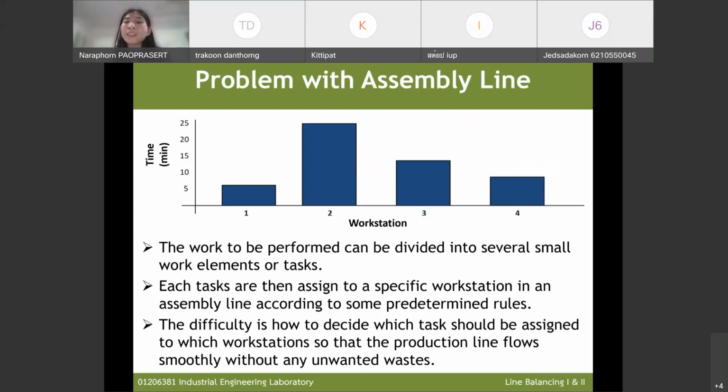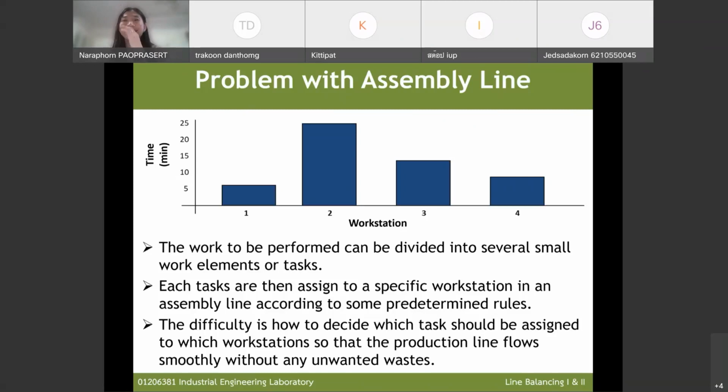Let's imagine, for example, that you have an assembly line with 4 stations: station 1, station 2, station 3, and 4. Station 1 takes 5 minutes. Station 2 takes 25 minutes. Station 3 takes 15, and station 4 takes 10. What can you see are the problems of this assembly line? Can anyone help me answer this? Just try out. What are the problems? If you are the owner of this line, are you going to be happy about it?